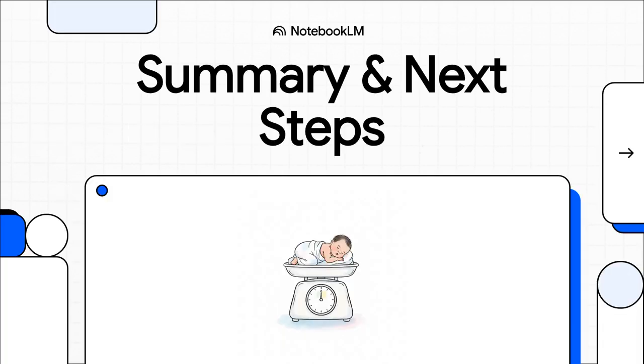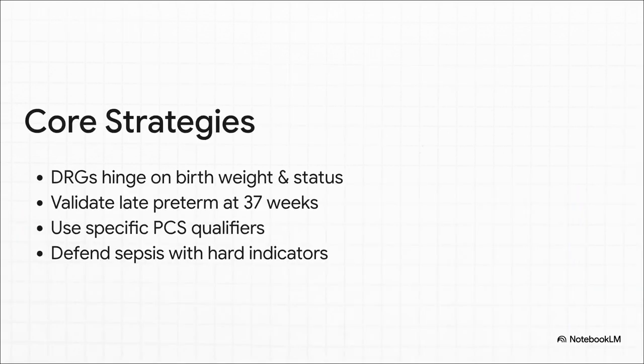Summary and next steps. Let's wrap this up. We've seen how precise birth weight documentation, the Z38 birth status code, and discharge status really form the foundation of neonatal DRGs. We learned that strict adherence to gestational age rules, especially that hard 37-week cutoff for preterm coding, will save you from massive compliance errors. We reviewed how PCS qualifiers completely change based on the specific fluid drained, and finally, we saw how robust clinical validation is your best defense against those pesky neonatal sepsis downgrades.